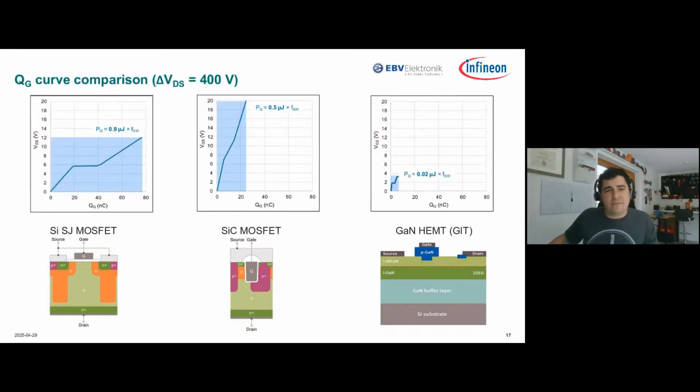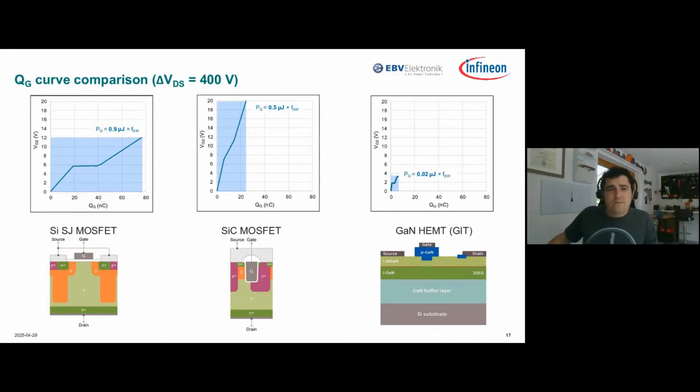Now let's look again on the same X and Y axis at the QG. So every time you turn on the gate of your transistor, you're going to be losing an energy equal to the area above the curve here, this blue shaded area. And then every time you turn off that gate, you're losing the energy below it. So it's really this rectangular area that you're losing for every switching cycle of that gate. You can see that area is quite a bit less for silicon carbide, about half. But then it's an order of magnitude, again, smaller for GaN.